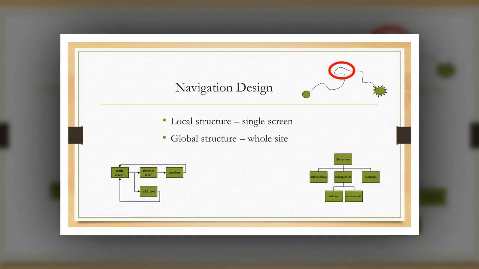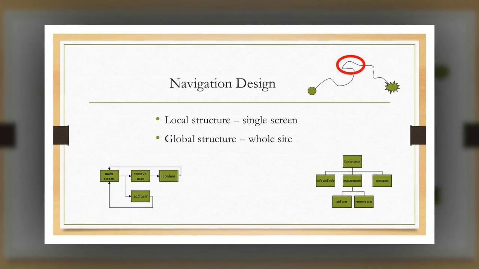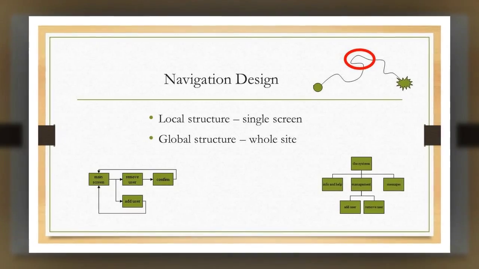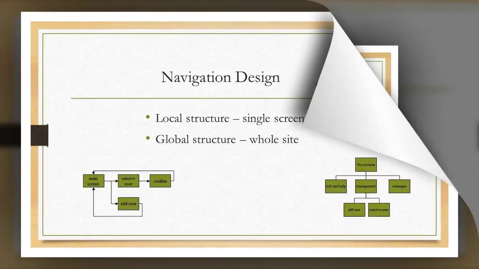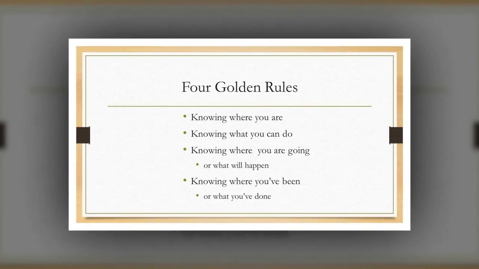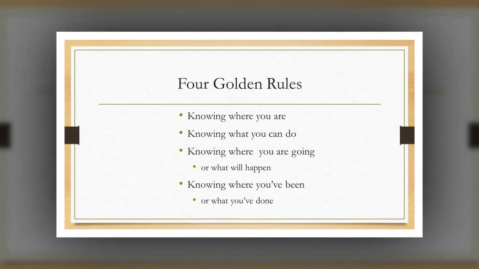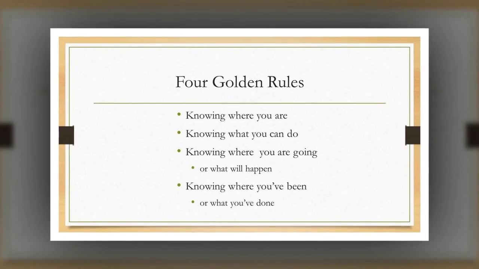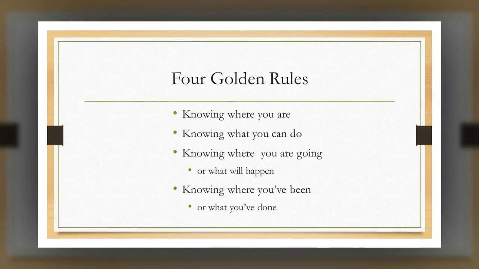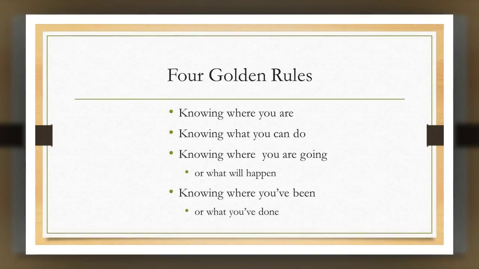Application design. Local structure: single screen. Global structure: whole site. Rules: knowing where you are, knowing what you can do, knowing where you are going or what will happen, knowing where you've been or what you've done.